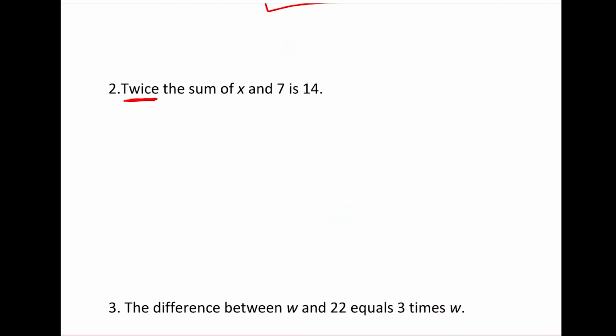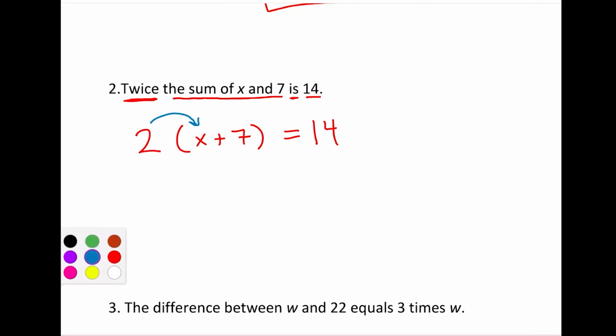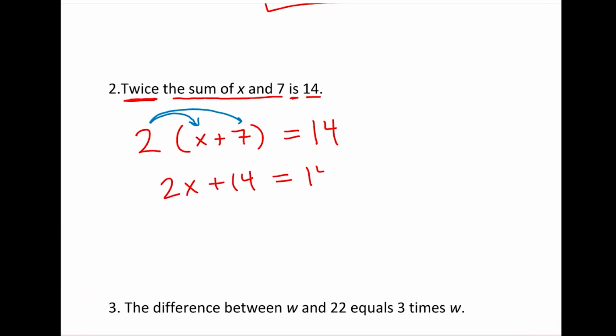So twice, meaning we're going to multiply by 2. The sum of x and 7, meaning we're going to add those two things together. So twice the sum of x and 7 is 14. And then we could go through the motions to solve it. This is going to require the distributive property. So we'll distribute that 2. Get 2x plus 14 equals 14.